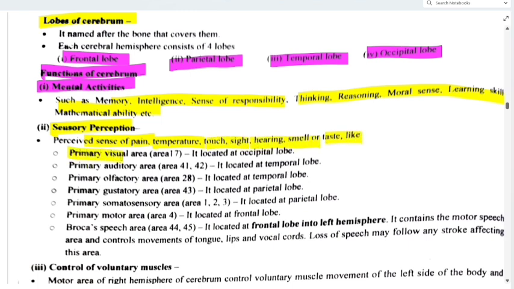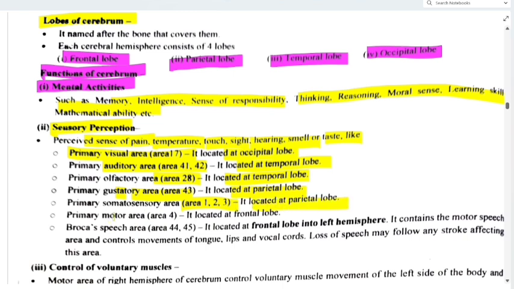Like primary visual area, area 17, it is located at occipital lobe. Then auditory area, area 41 and 42, it is located at temporal lobe. Olfactory area, that is area 28, it is located at temporal lobe. Then gustatory area, that is area 43 and located at parietal lobe. Somatosensory area. So where is somatosensory area? That is area 1 to 3, it is located at parietal lobe.